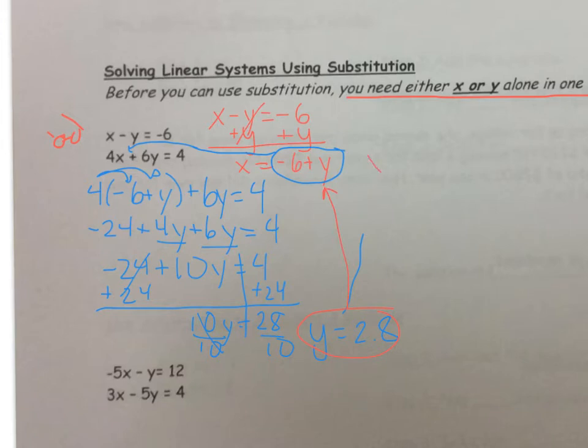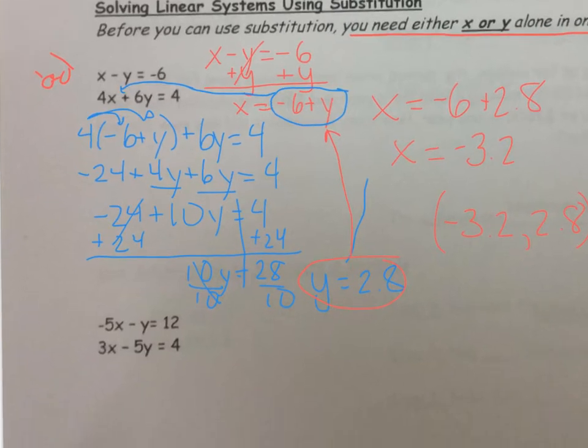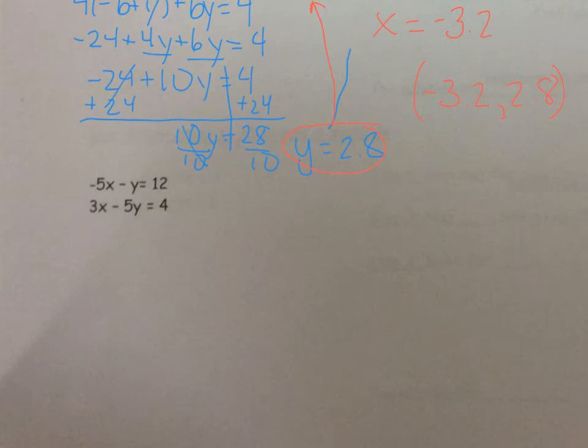So x equals -6 plus 2.8. If we do that on our handy-dandy calculators, we get -3.2, sorry. So the final answer is (-3.2, 2.8). I question that because we got a decimal and we never really want to get a decimal, so that was a little bit ugly. Okay, so let's look at the next one.